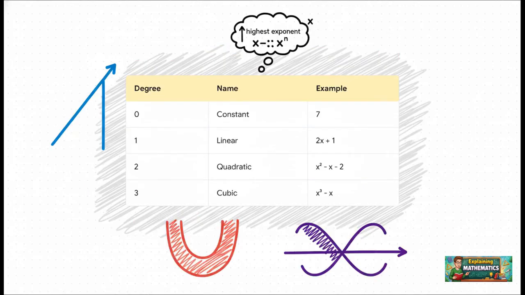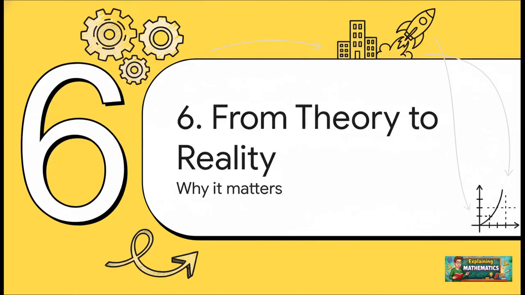The second part of the name, and this one is often way more useful, comes from its degree. The degree is just the highest exponent you can find on any variable in the whole polynomial. So a degree of 1 is called linear. A degree of 2 is quadratic, and degree 3 is cubic. And these names are important because they tell us a ton about the shape of their graphs and how they'll behave.